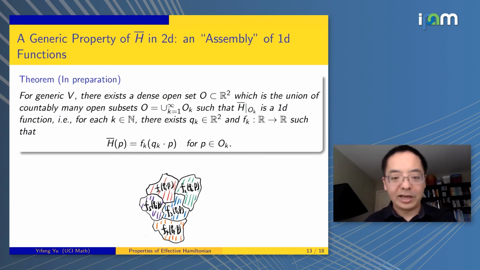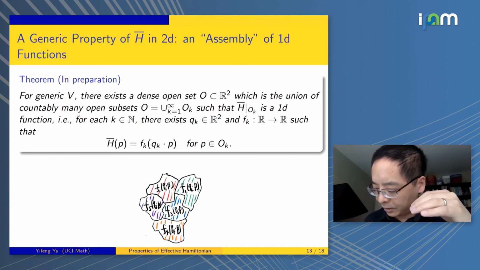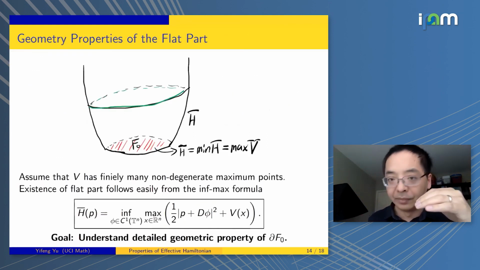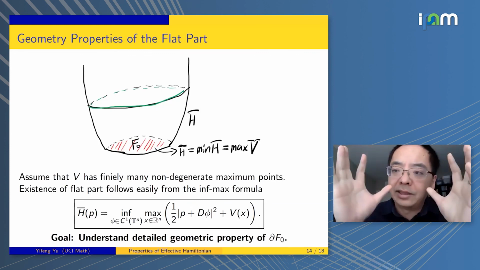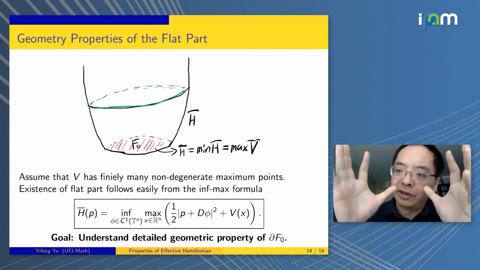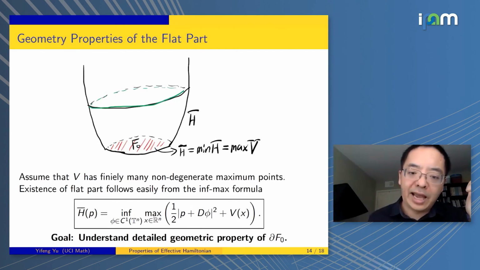Okay, all right. So that's what you can say about 2D, right? Okay, so now for the last part, I'll look at the flat part. As I said before, if you look at the larger picture of the effective Hamiltonian, one interesting thing is it has a flat part, right?